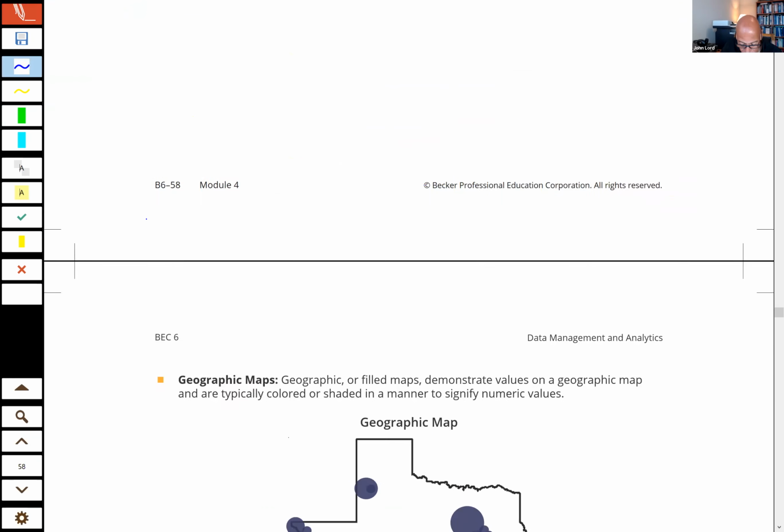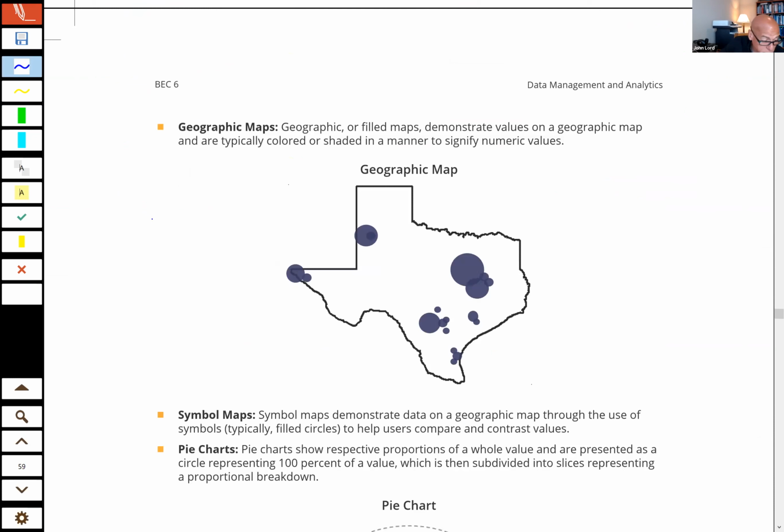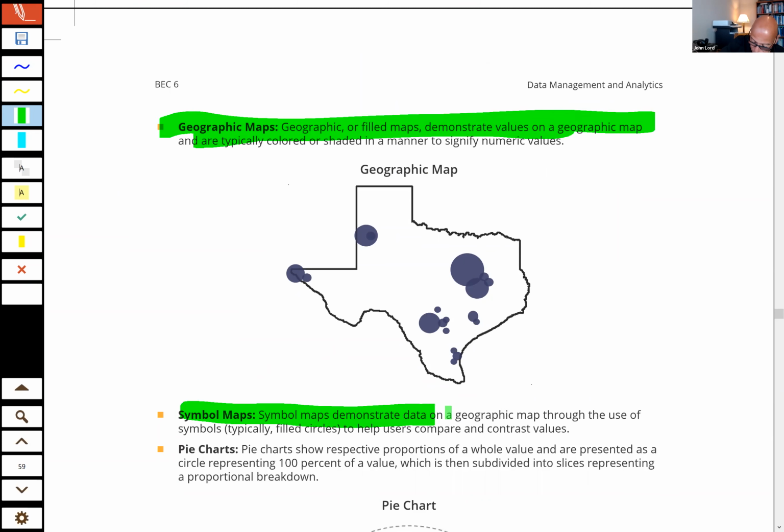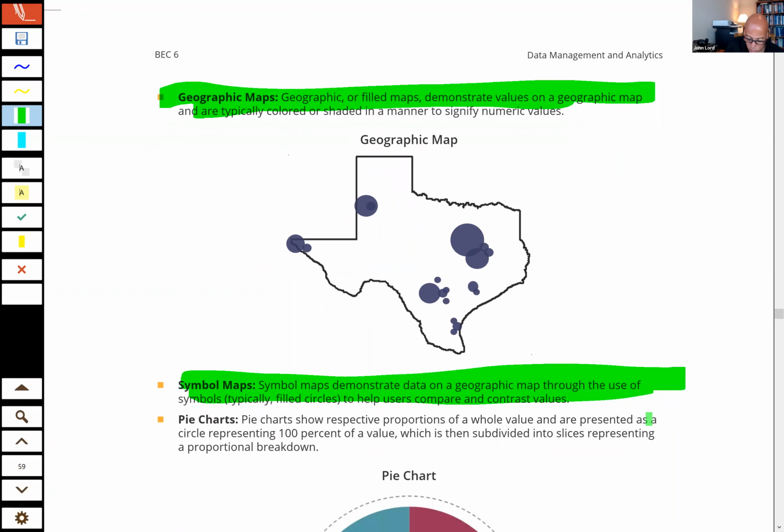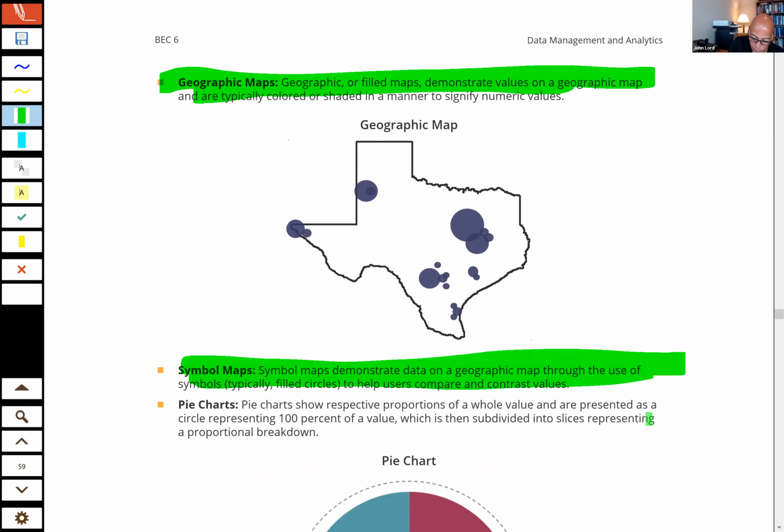I mean, geographic maps are not a bad idea. Symbol maps demonstrate the use of symbols, filled circles and stuff. So you've got a geographic map, but then you can use symbol maps too. So that's kind of both what they're pointing to there. I don't know that you need a flashcard on that.